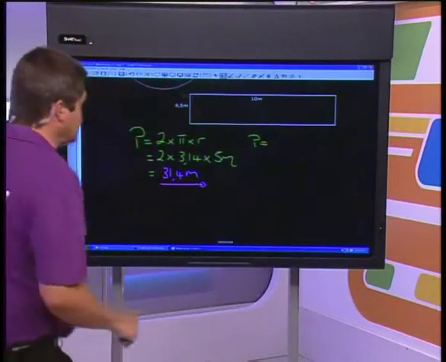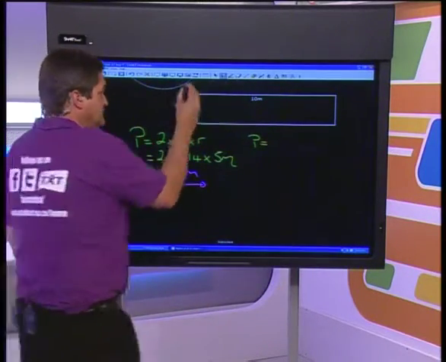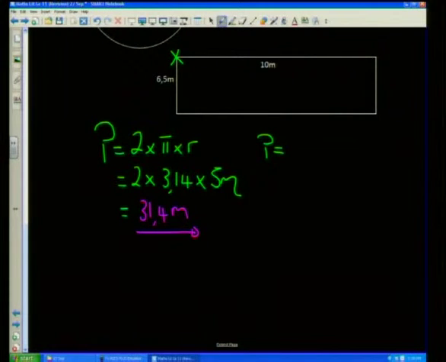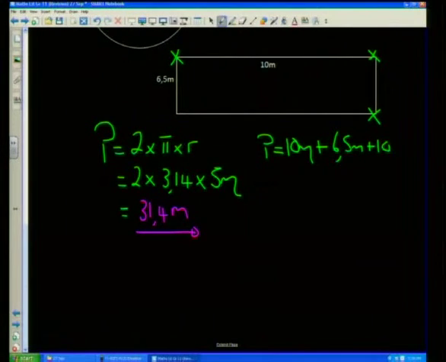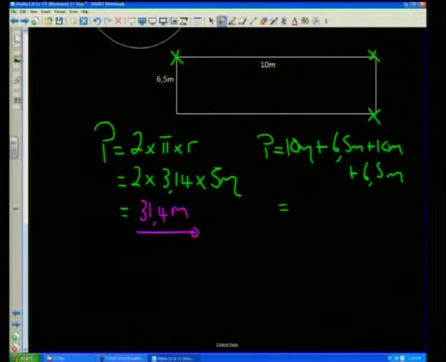So what you're actually saying is this: for this rectangle, if I start at this point and I travel to this point, I'm traveling 10 meters. Plus, this point to this point over here is 6,5 meters. Plus another 10 meters, plus another 6,5 meters. Equals. Now, we take out our calculator, and we're going to work on our calculator.